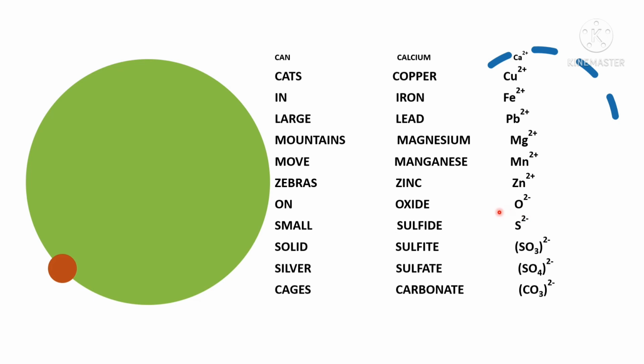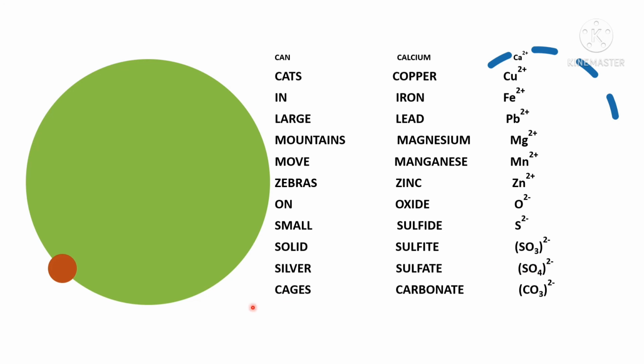The next word you notice begins with S. It is solid. It represents the radical sulfite, SO3 2 minus. A radical is a group of atoms which behaves as a single unit. The next word is silver. It begins with S, representing the radical sulfate, whose formula is SO4 2 minus.